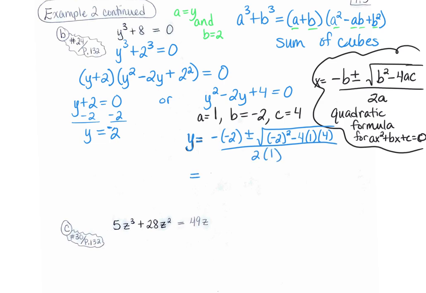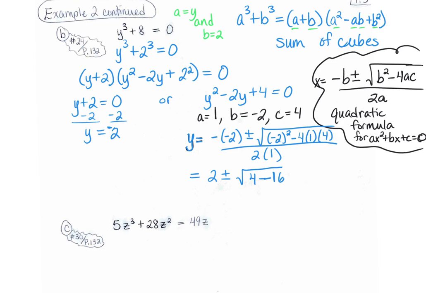That's equal to 2 plus or minus the square root of negative 2 squared is 4 minus 4 times 4 times 1 is negative 16, minus 16 because that negative was out front.